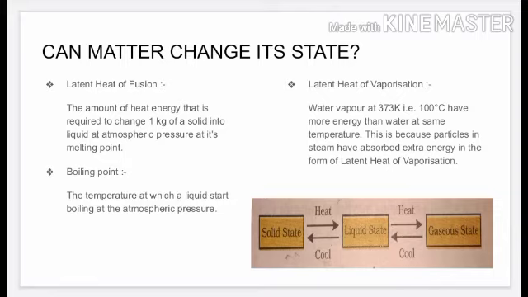Second point, the boiling point, the temperature at which the liquid starts boiling at atmospheric pressure. The third point, latent heat of vaporization. Water vapor at 373 Kelvin, that is 100 degrees Celsius, has more energy than the water at the same temperature. This is because particles in the steam have absorbed extra energy in the form of latent heat of vaporization. As I told the answer earlier, this is the main important answer of that question according to the examination point of view.